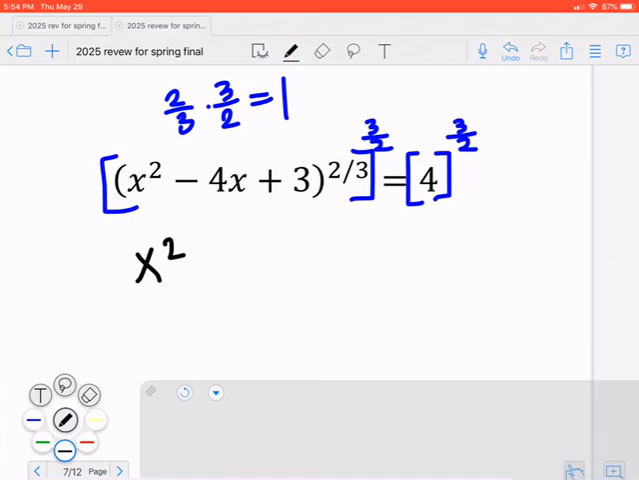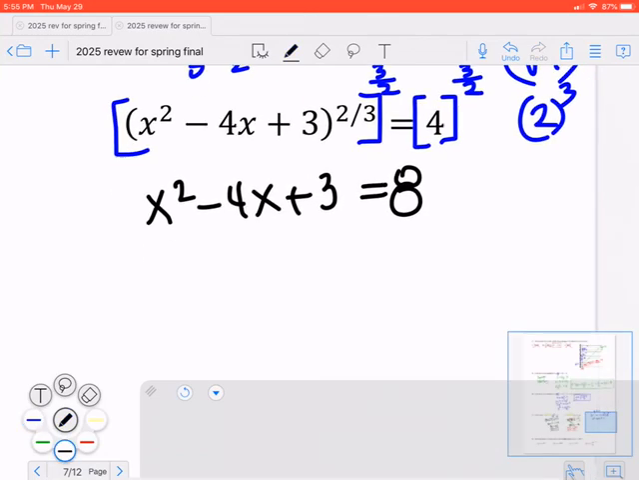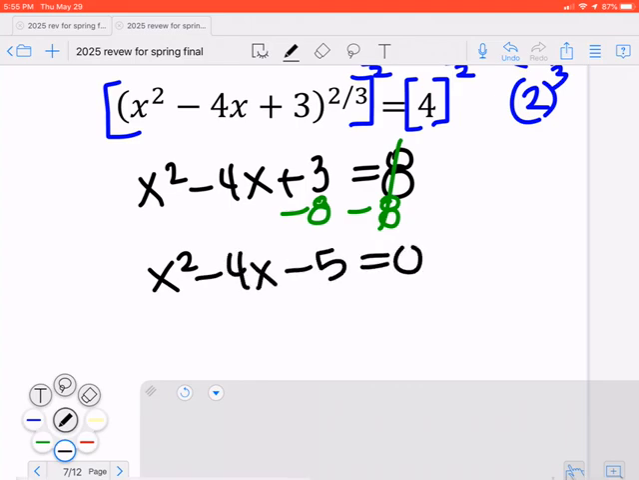So that leaves x squared minus 4x plus 3. And now we've got to do what is 4 to the 3/2 power. That means the square root of 4 cubed. The square root of 4 is 2. 2 cubed is 8. It's quadratic, so I want to get everything on one side. x squared minus 4x, 3 minus 8 is minus 5, equals 0.